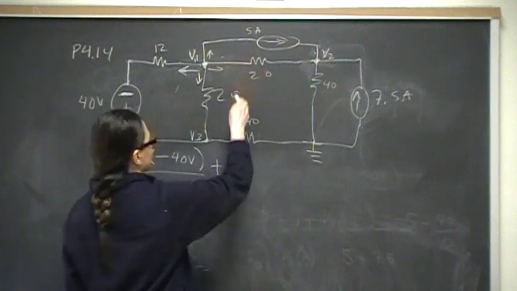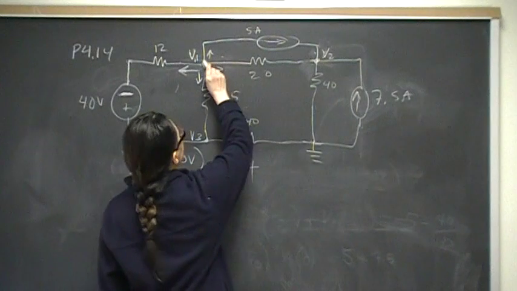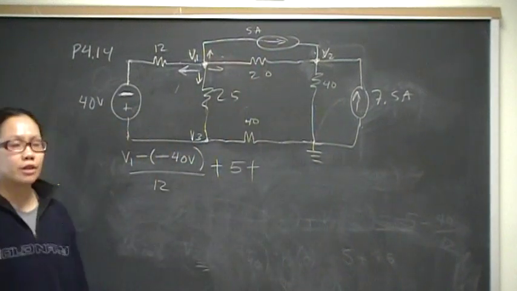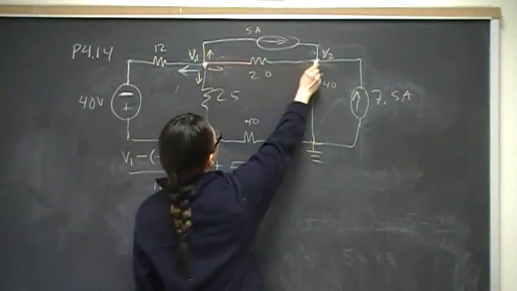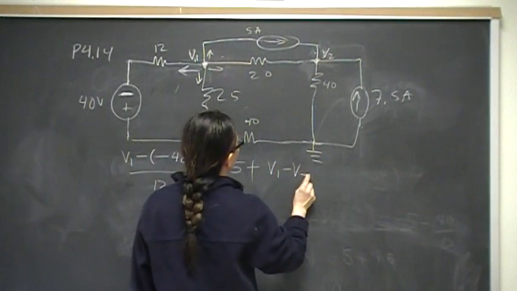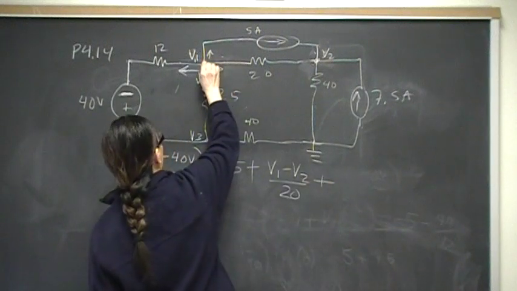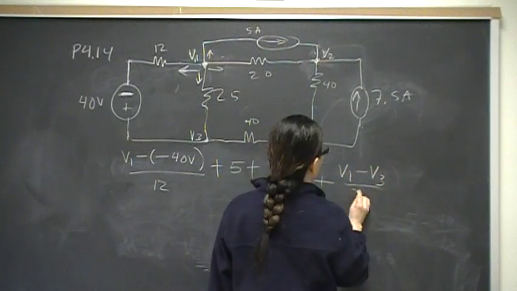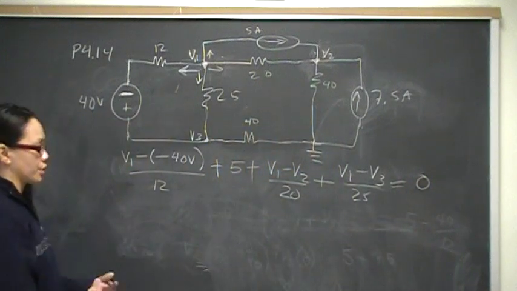This is already a current source, so it's just plus 5. Of course it's plus 5 because it's already going away, and that's defined in the node voltage method to be a positive current. The third is V1 minus V2 over 20. And the fourth branch current is going to be V1 minus V3 over 25. All of those currents have to equal 0. Current into a node must equal current out of the node.